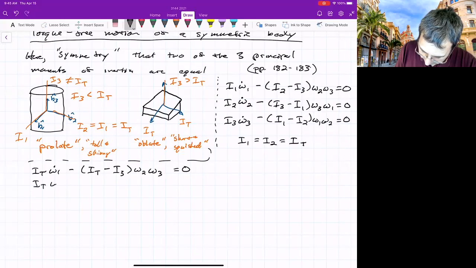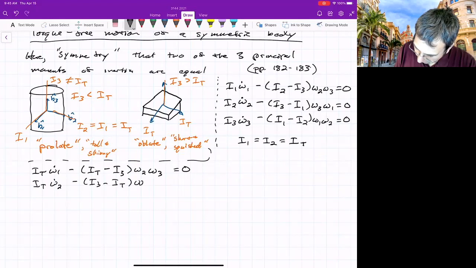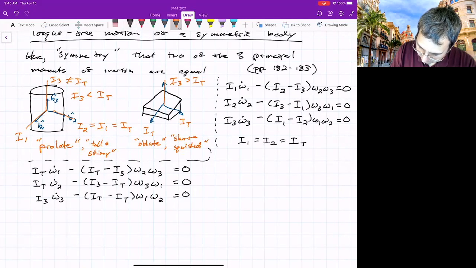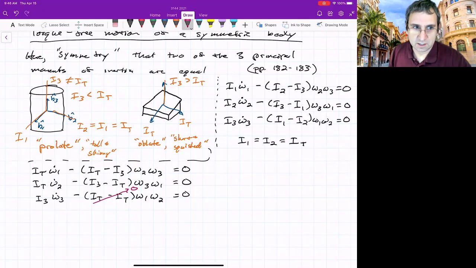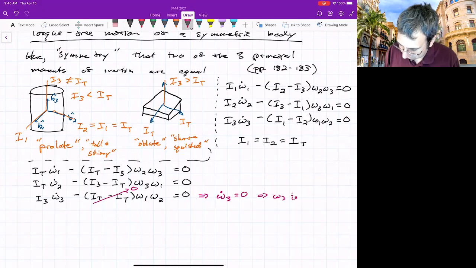I_T omega 2 dot minus I_3 minus I_T, omega 3, omega 1 equals 0. And then I_3 omega 3 dot minus I_T minus I_T. Ooh, cool. Fancy way to write 0. Zeros mean something's going on. Well, that one's easy. This means immediately, omega 3, just divide by I_3. This means omega 3 dot equals 0. So omega 3 is a constant.